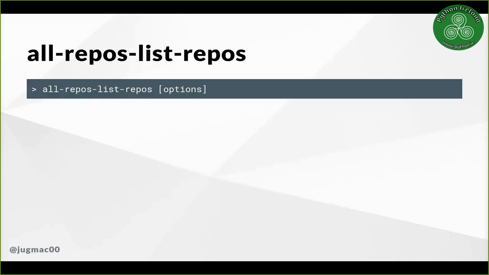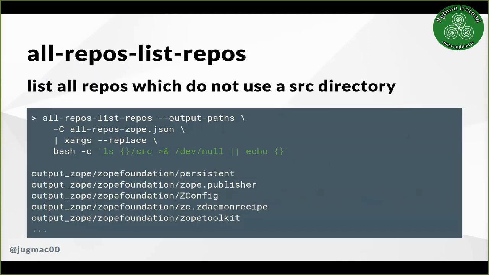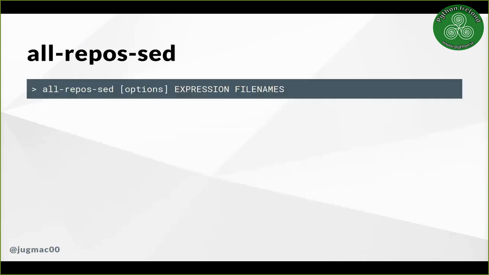The next one is all-repos-list-repos, and this sounds a little bit boring, but you can do funky stuff with it. This time I wanted to figure out which of the repositories do not use a source directory layout, because you possibly want to use it because of test discovery, but that's another topic.